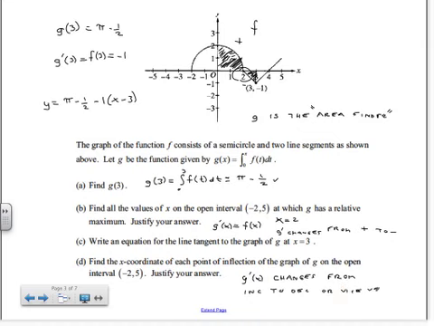And there's my justification. I just got to fill in the two x values, x equals 0 and x equals 3, since g prime changes from increasing to decreasing or vice versa at these values.